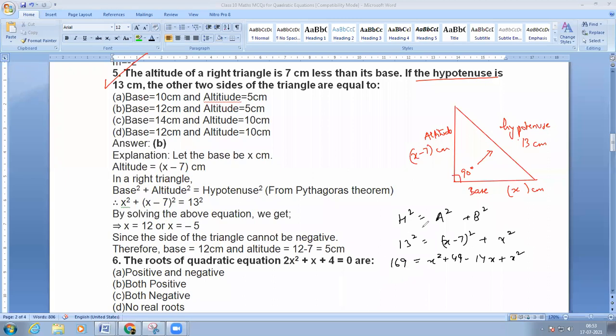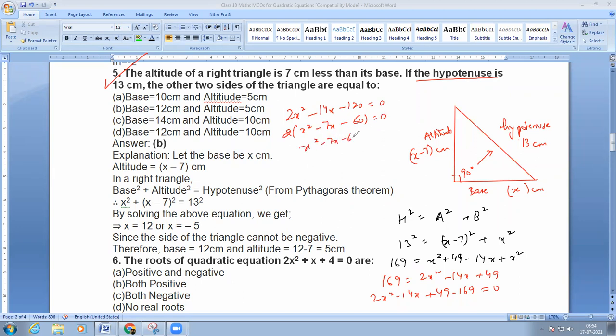Solving this, what we get: 169 is equal to 2x square minus 14x plus 49. So 2x square minus 14x plus 49 minus 169 is equal to 0. When you subtract 169 from 49, you will get 120, so it will be minus 120 equal to 0. Take the 2 as common. So x square minus 7x minus 60 is equal to 0.